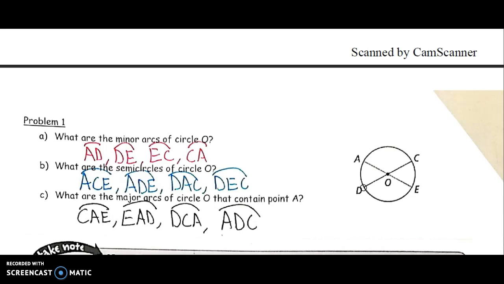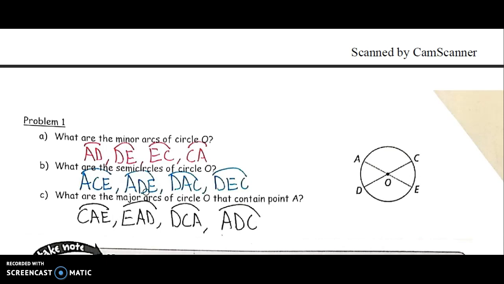And I could also shift that to the other diameter. If I say DAC, that would be yet another semicircle. And again, going from D to C, I could pass through E instead, and that would be my 4th semicircle. DAC, again, covers the top half, and DEC would be a semicircle on the bottom half.